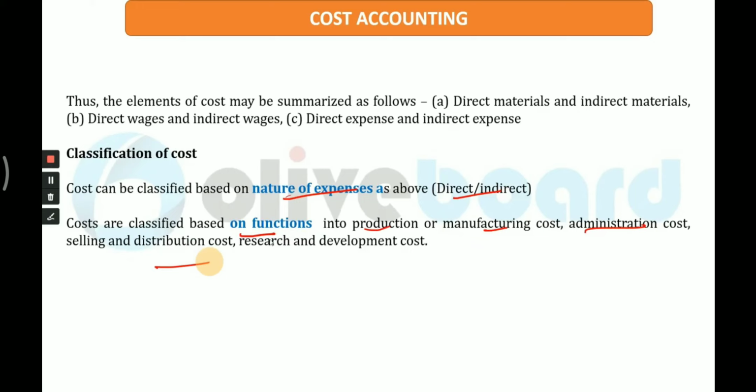All right. R&D, research and development, obviously every company will be having R&D cost. Patents, copyrights, buying, all those things will come under R&D. So based on the functions, if you are dividing the cost, then you will have production, manufacturing, administration. So either I can divide it on the basis of nature of expense or on the basis of functions.